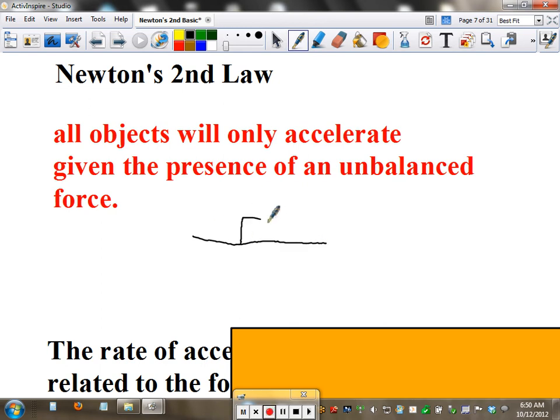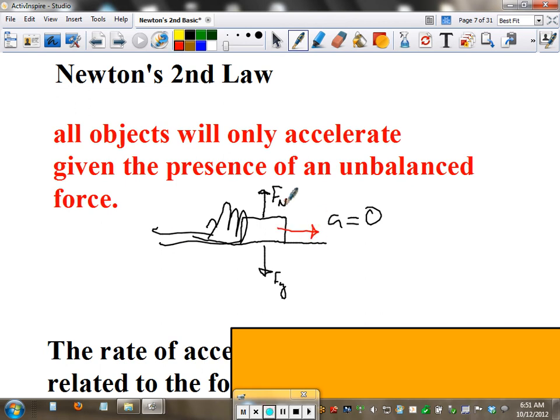So here's an object, like a book, sitting on a table. Gravity is pushing down on the table. The table's pushing up with the normal force, and they're equal. They're balanced. This would be acceleration equals 0. The book's not going to go anywhere. However, as soon as you push your hand on it and apply a force this way, now forces are unbalanced, and the object will accelerate to the right.